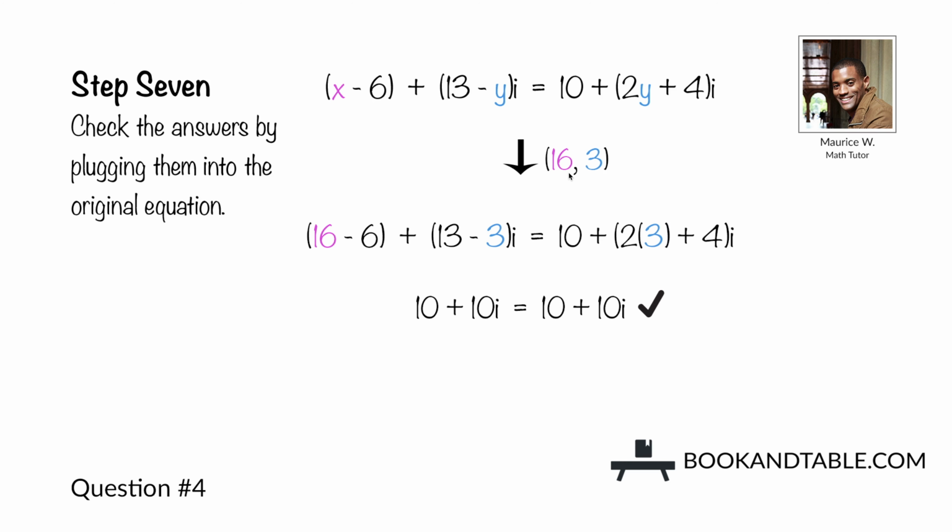does equal 16. We'll then plug in 3 for y here and here, giving us 13 minus 3i, which would be 10i on the left side. And on the right side, we have 2 times 3, which is 6. 6 plus 4 would give us 10i. So the imaginary number on the right matches the imaginary number on the left, which confirms that y does equal positive 3. So the answer to question number 4 is x is equal to 16 and y is equal to 3.